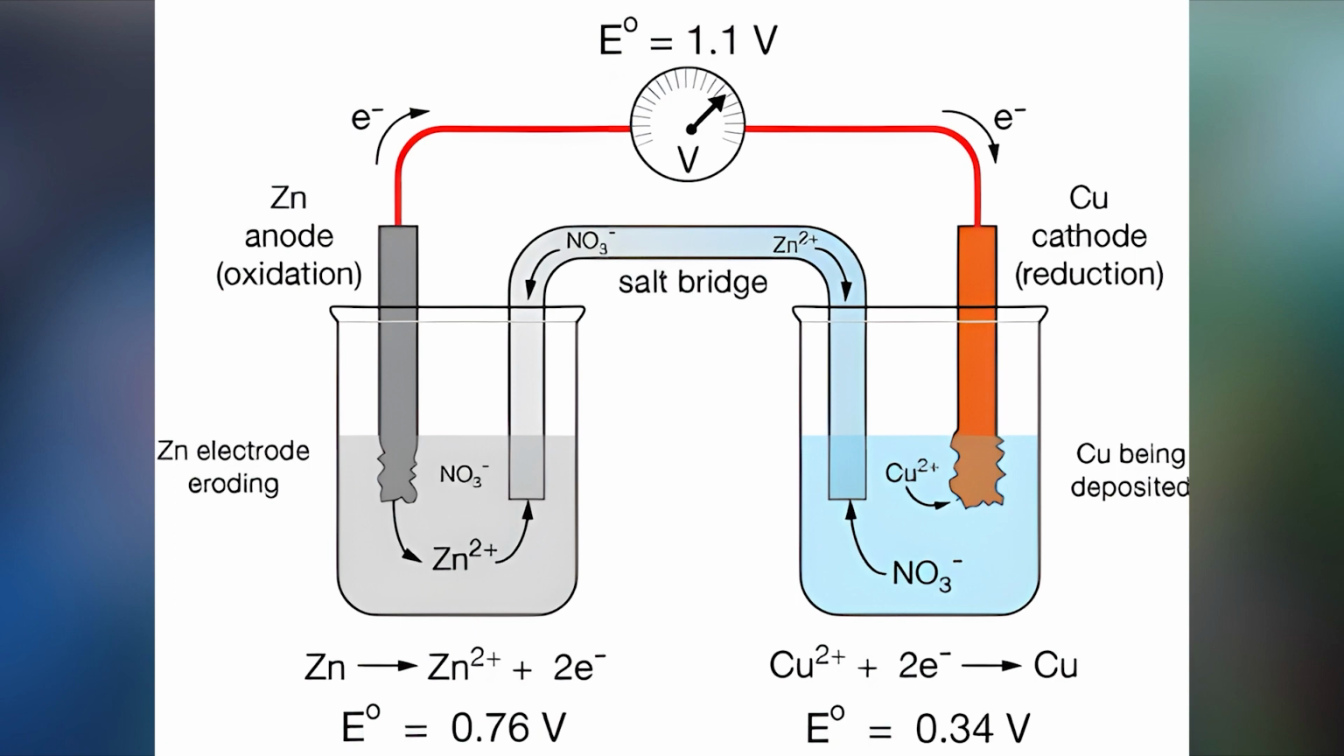So the copper electrode is growing. There's actually physically more metal there than was before, and the zinc electrode is shrinking. And that's happening because the copper ions that are in the solution are being reduced. They're picking up the electrons from the zinc. Oxidation occurs at the zinc and reduction occurs at the copper.